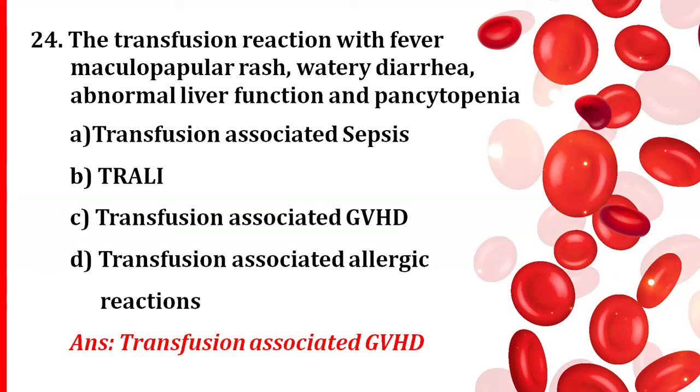So what is meant by transfusion associated GVHD? Transfusion associated GVHD means transfusion associated graft versus host disease. GVHD means graft versus host disease. It is a rare and usually fatal complication of blood transfusion, in which lymphocytes from the transfused blood component attack the recipient tissues, especially the skin, bone marrow, and GIT.